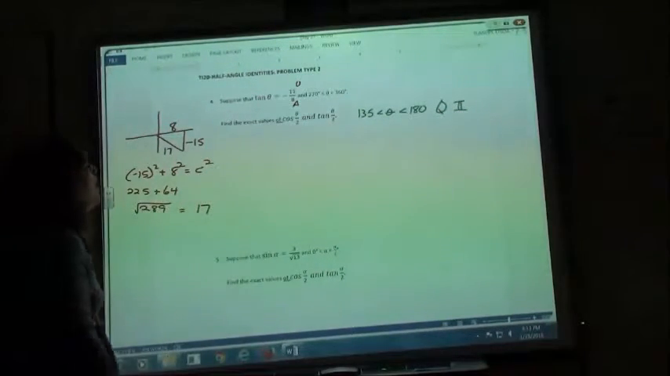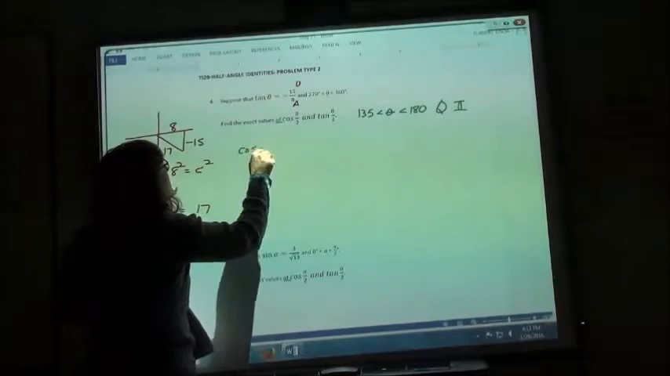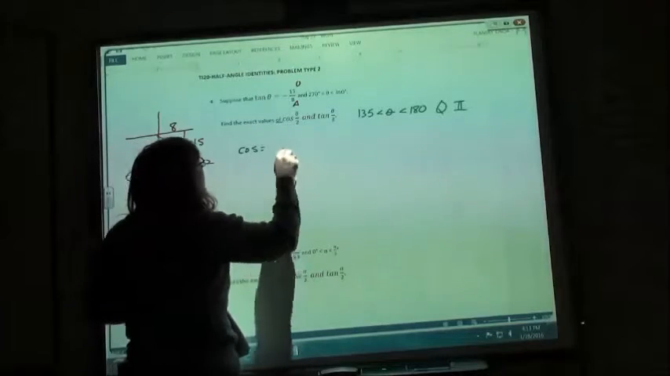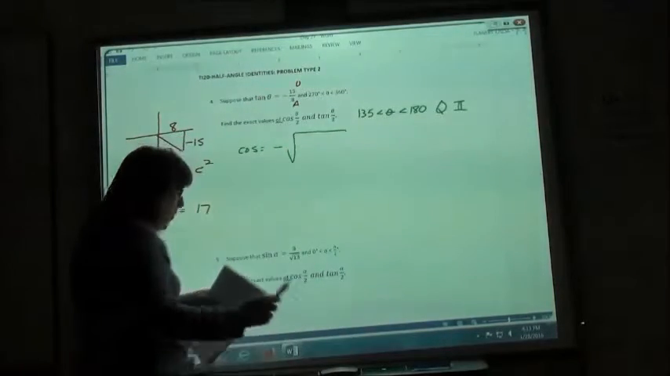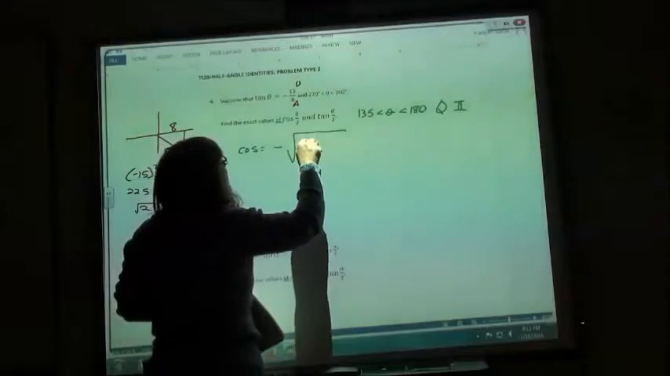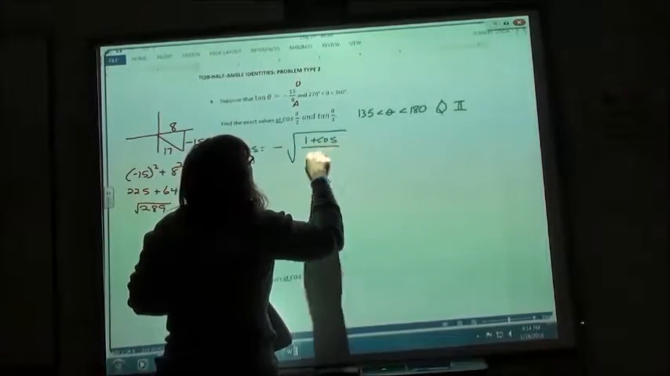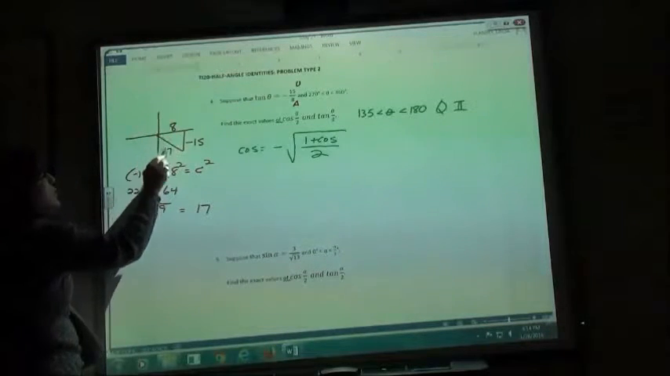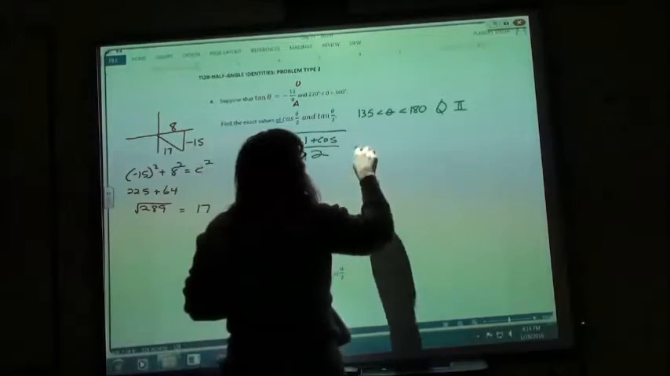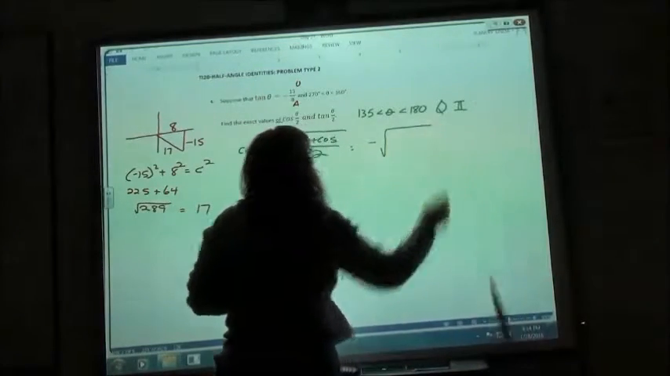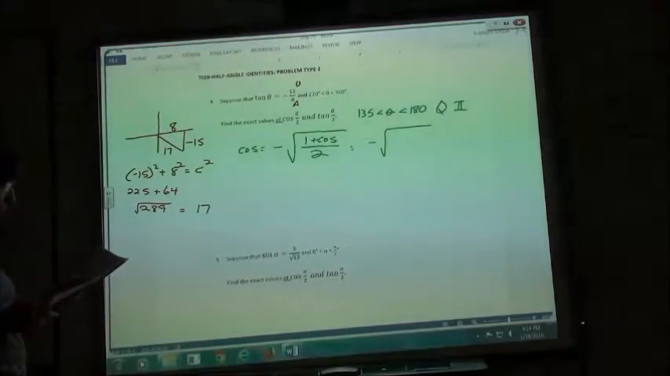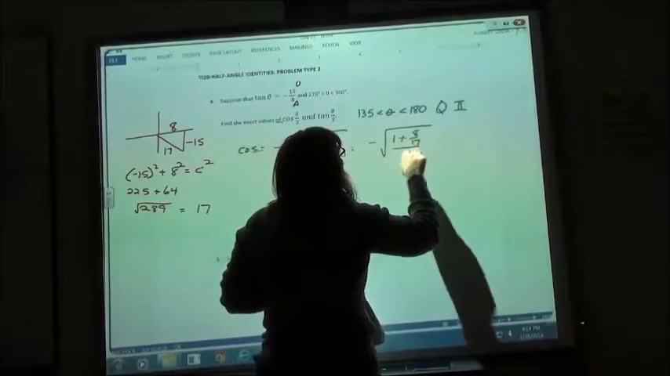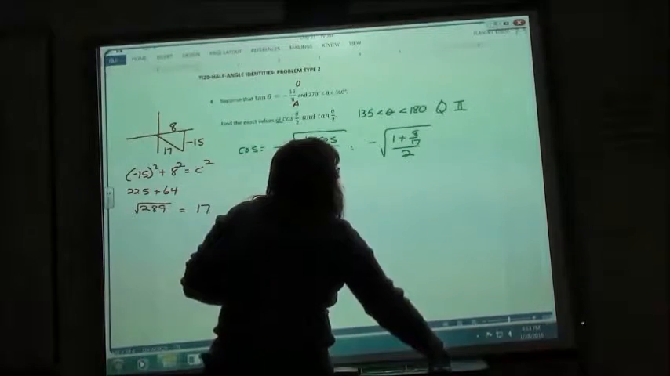So using my half angle formula for the cosine, I'm in quadrant 2. My cosine is going to be negative. And I am going to use 1 plus the cosine over 2. My cosine, the adjacent over the hypotenuse, is 8/17. So I have 1 plus 8/17 over 2.